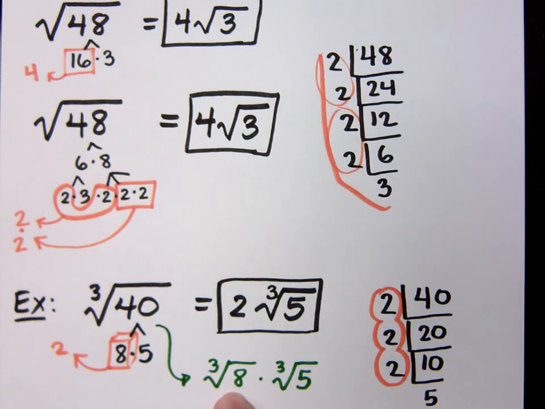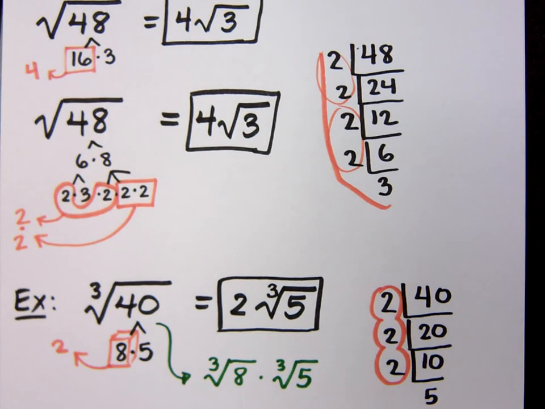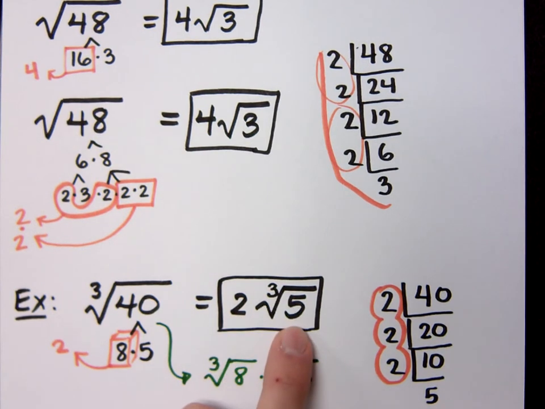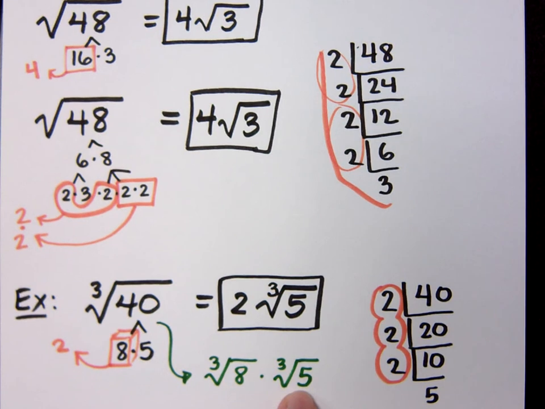And what is the cube root of 8? 2. Is the cube root still there for the 2? No, because the cube root of 8 is 2. Like if I say, what's the square root of 4? 2. Just 2, straight up, right? Same thing here. But why does the cube root have to stay on the 5? It's not a perfect cube. You can't do anything else with this. So you're done. Other questions?